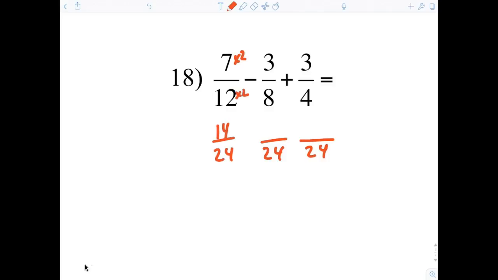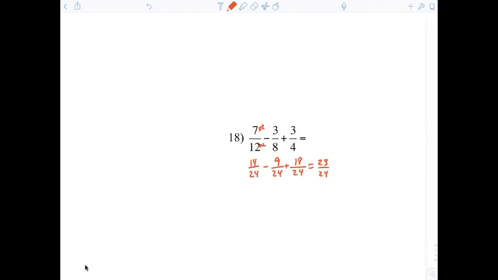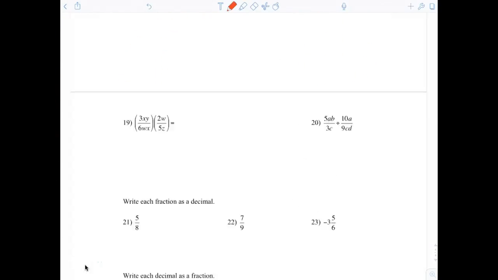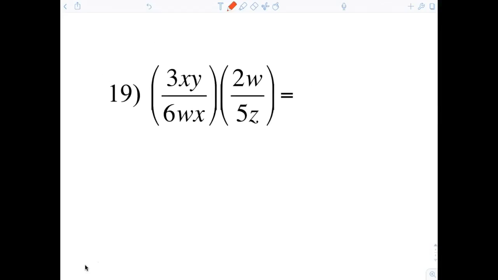What's the next fraction? Which makes it a, and then? Yep, so that's what? Beautiful. Now, what's 14 minus 9? What's 5 plus 18? Yes, sir. That's nice work right there, buddy. 23 over 24. Is everybody happy with that? Don't be confused just because there's 3 fractions now.